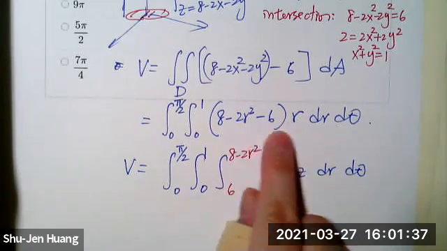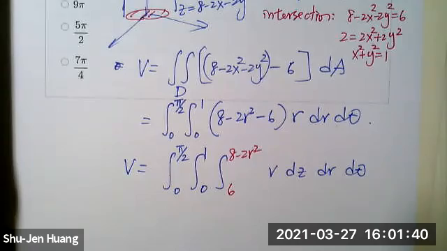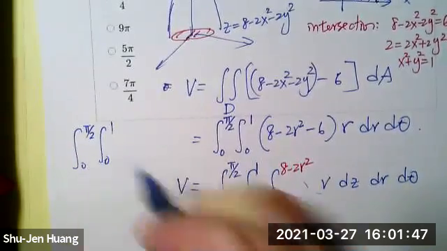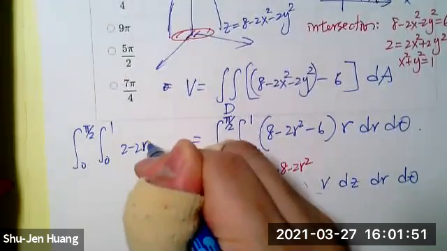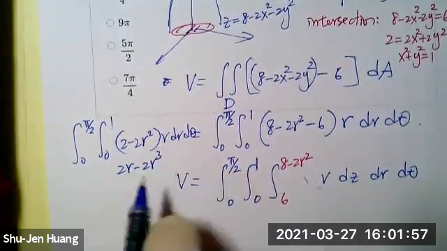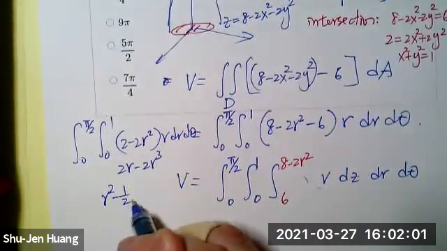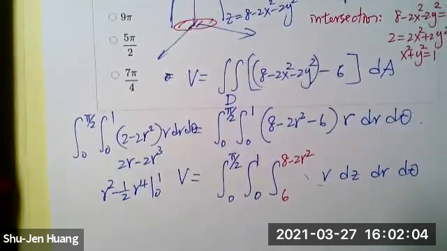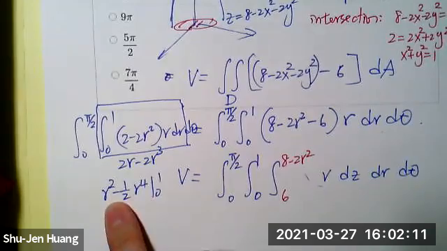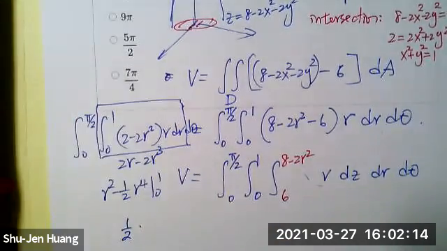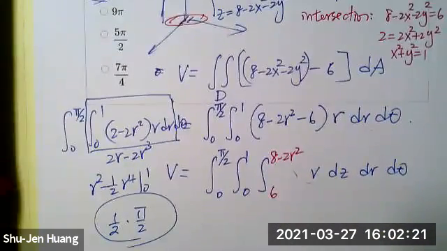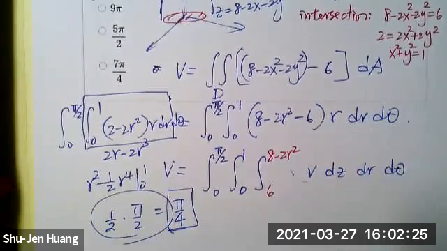This is not that bad. This is just a polynomial, right? So here you're going to get 2 minus 2r squared times r dr d theta. So you're going to get 2r minus 2r cubed. So you're going to get r squared minus 1/2 r to the power 4, from 0 to 1. We are integrating the inner part here. So plug in, you're going to get 1/2, and then 1/2 times the theta integral from 0 to pi over 2, that's pi over 4. So the final answer is pi over 4. That's the volume.